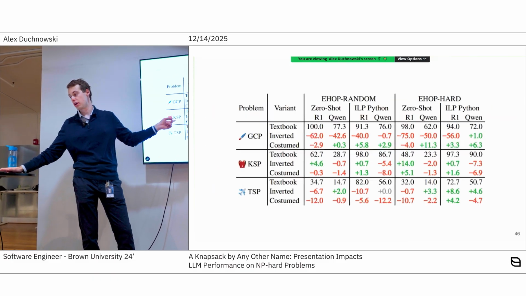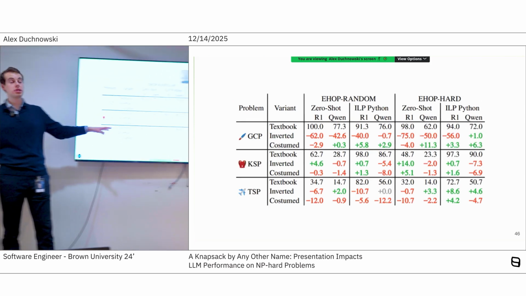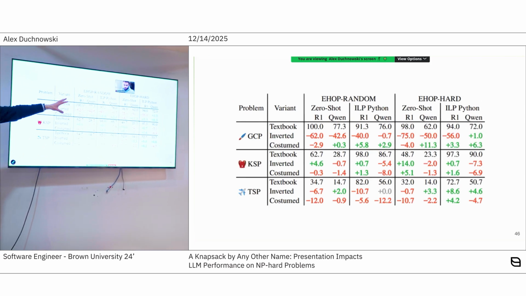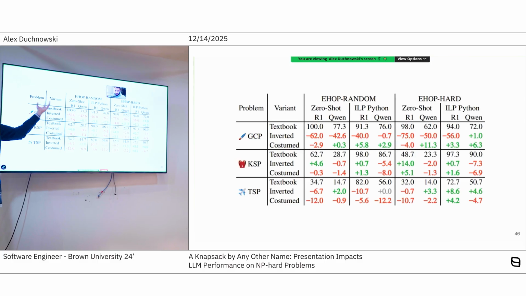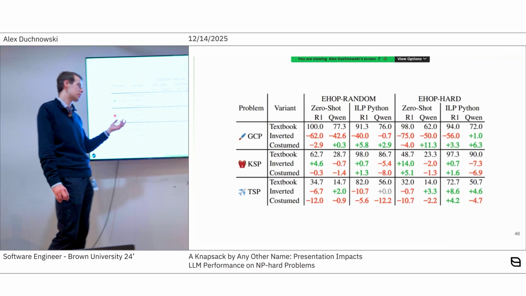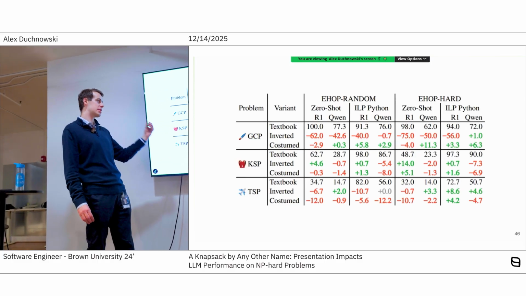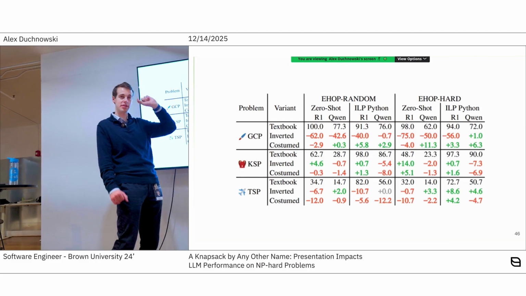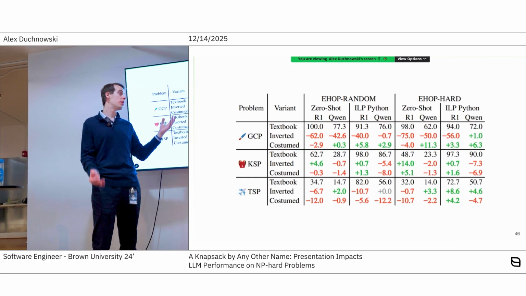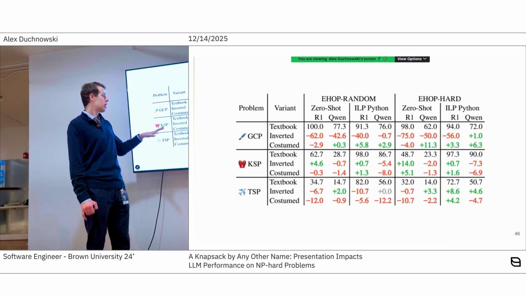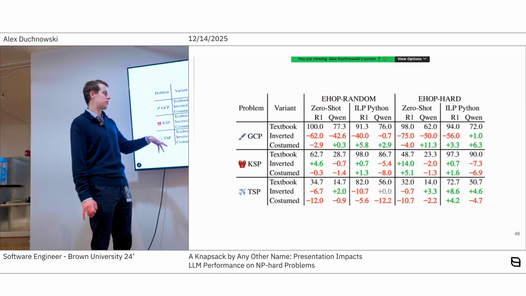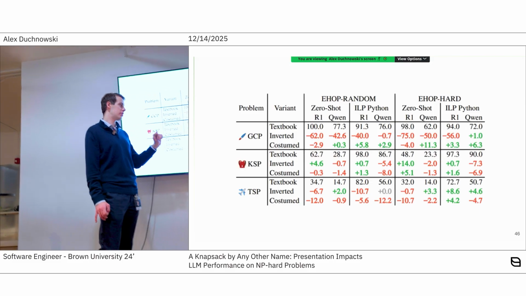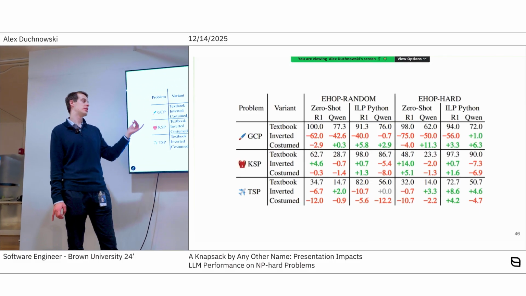Okay, just the final graph here, or final table. Reasoning models on both the random and hard data sets. Here it's a mix, as you can see, red and green. There's not necessarily a super consistent pattern. We still see, again, this inversion of the subtle token change tripping up all the models. But there's not a ton of consistent signal that inverted or costumed is worse than textbook or vice versa.